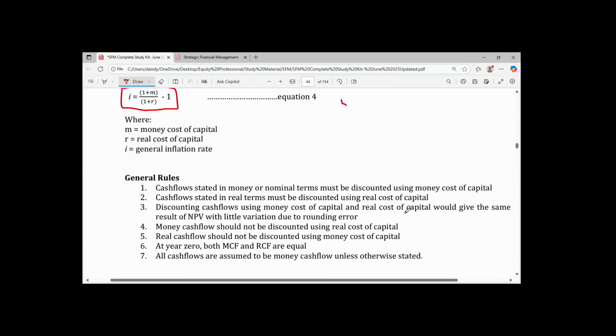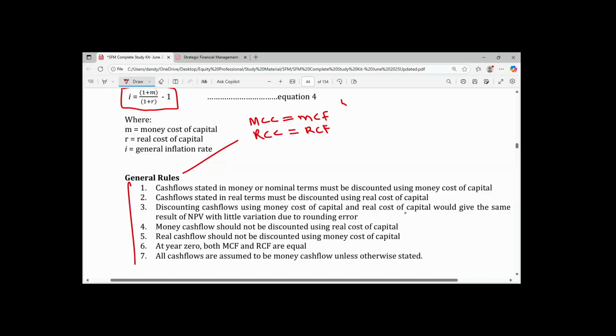Finally, as far as inflation is concerned, let's talk about general rules. I won't bother talking about all of them, only the ones relevant to you. The bottom line is that as far as general rules are concerned, you must use money cost of capital for money cash flow. That's rule number one. Rule number two, real cost of capital should be used for real cash flow.